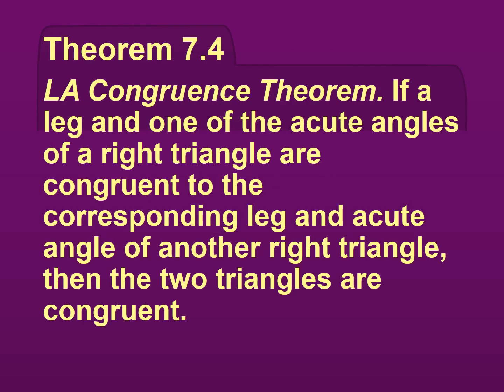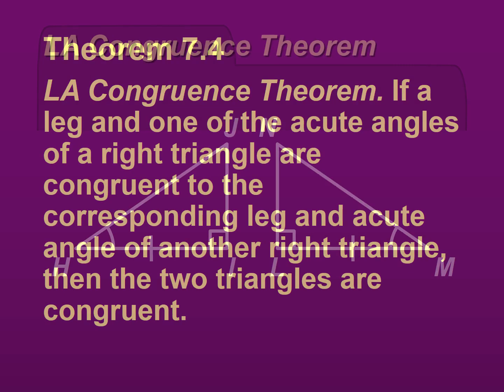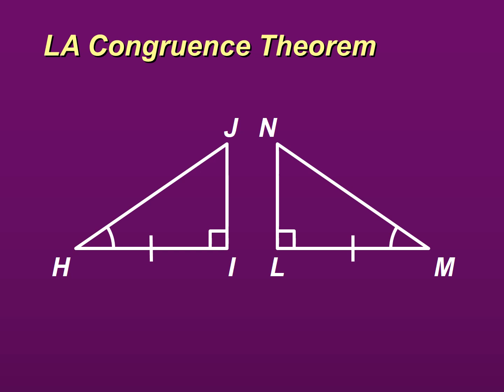All right, our last one is going to be the leg angle congruence theorem, and that's if a leg and one of the acute angles of a right triangle are congruent to the corresponding leg and angle of another right triangle. So there's actually two LAs that you can look at. The first one is if you have a leg and the adjacent angle. So this is called the leg and adjacent. So some might say this is LA adjacent.